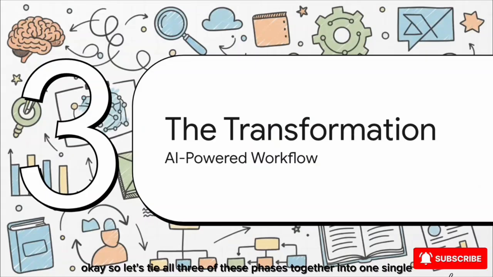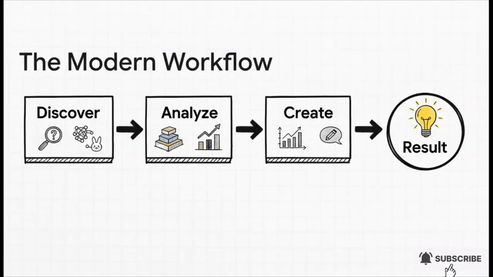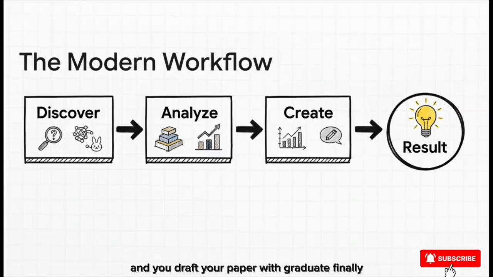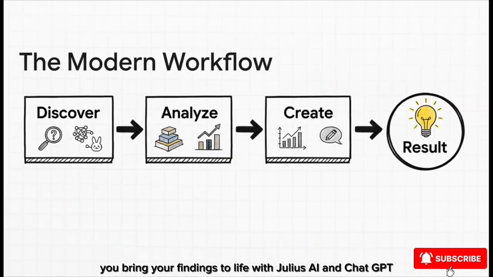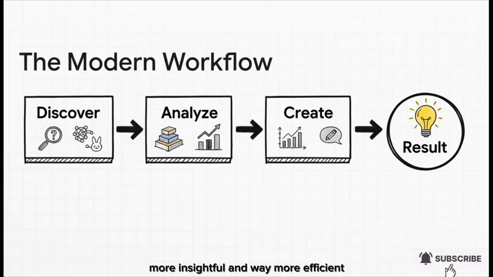Okay, so let's tie all three of these phases together into one single transformed workflow. We've looked at tools for discovery, for analysis, and for creation. So what does this mean for the research process as a whole? Here you can see the entire modern workflow in action. You start by mapping the field with Perplexity and ResearchRabbit. Then you dive deep with Sizmore and you draft your paper with Graduate. Finally, you bring your findings to life with Julius AI and ChatGPT. The result is a research process that is exponentially faster, more insightful, and way more efficient.